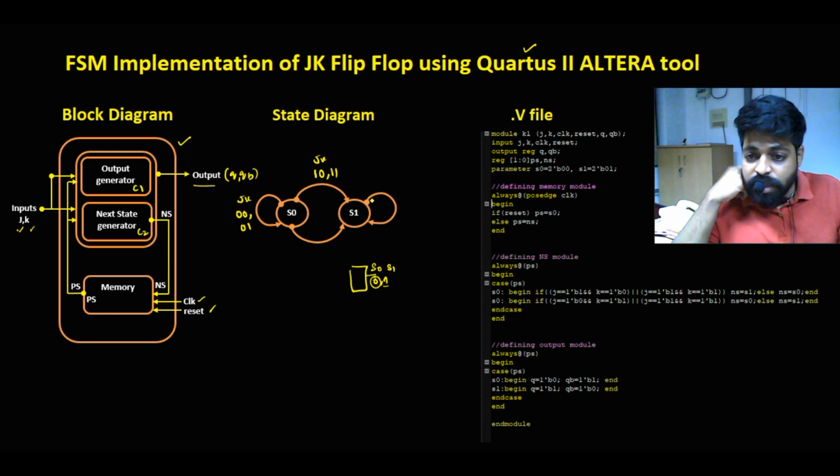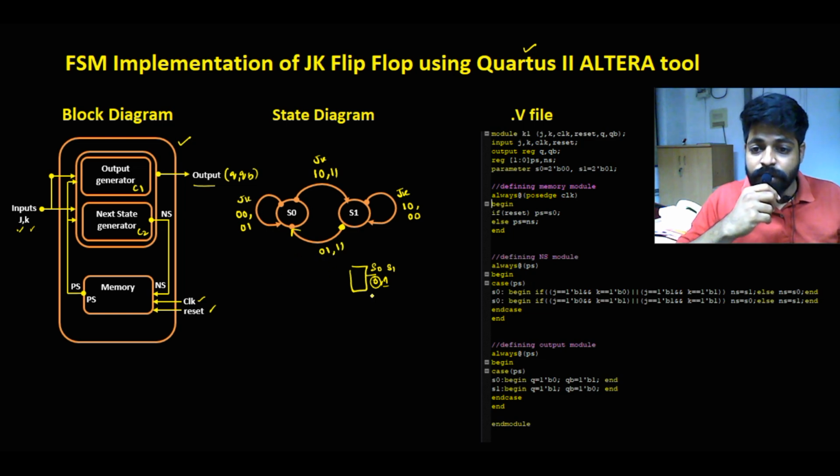And when it is in the S1 state, for the JK combinations 1 0 or 0 0, it stays in the S1 state. It moves from S1 to the S0 state for the combinations 0 1 or 1 1. So these are the different combinations where it moves from one state to another, S0 being one state and S1 the other state for the JK flip-flop.